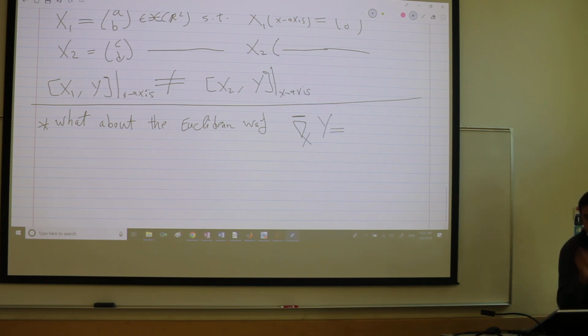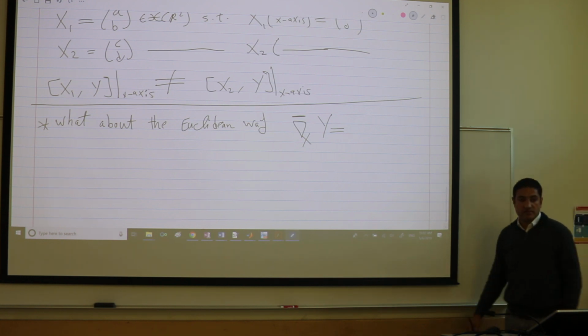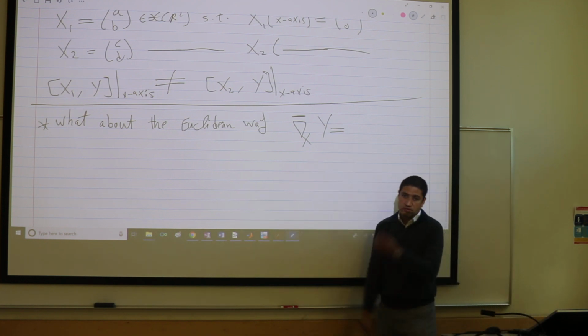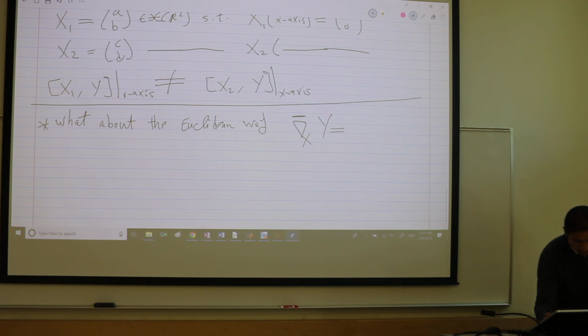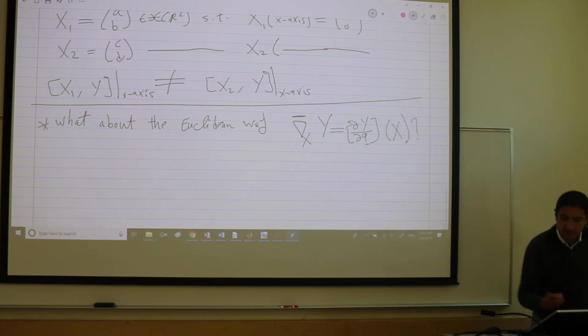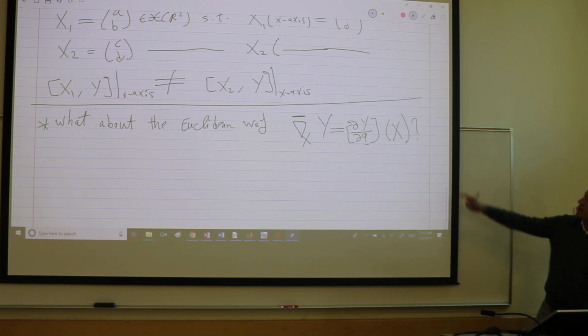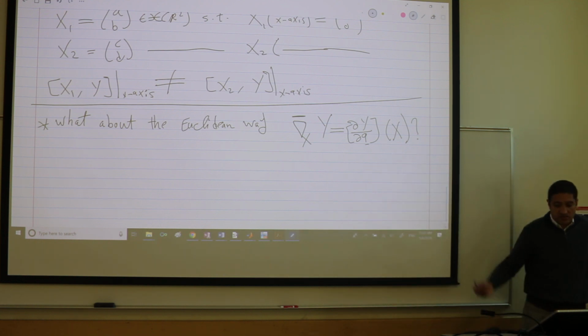Which is simply what? How do you compute this in Euclidean space? How do you compute the derivative of y with respect to x in Euclidean space? y is a vector, x is a vector. How do you compute the derivative of y with respect to x? The gradient of y multiplied by x. Exactly. So this is the Jacobian now, right? Times the x. That's it. It's super easy. Okay? Why not do it like this, in coordinates? What's the issue?